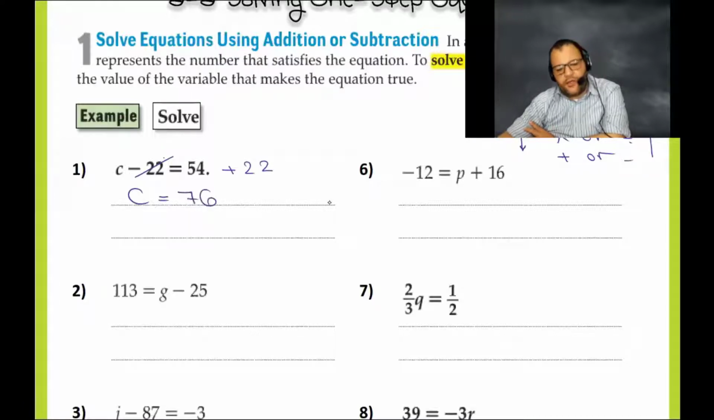So c equals 76. Okay. For number 6, how do we solve it? Minus 12? No, where is the expression which is beside p? That's plus 16. It should be subtracted from the left side. Minus 16. So p equals 24.